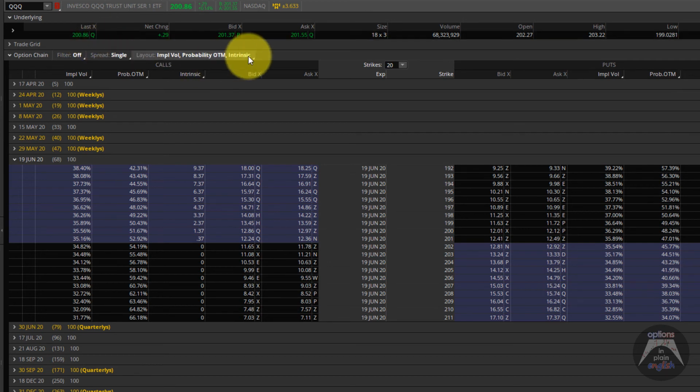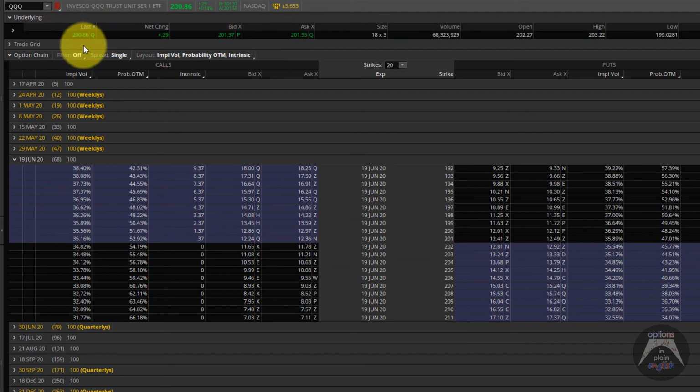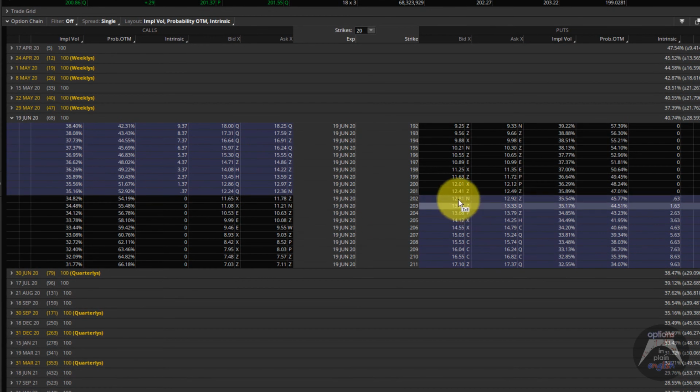Now this one closed at $200.86, but in after hours it went to $201.37 to $201.55. So it's in between $200.86 and $201.55. So the price, let's say that it's $201. So the $201 strike, in this case we're analyzing the expiration for June of 2020. So as of this recording there are 68 days to go.